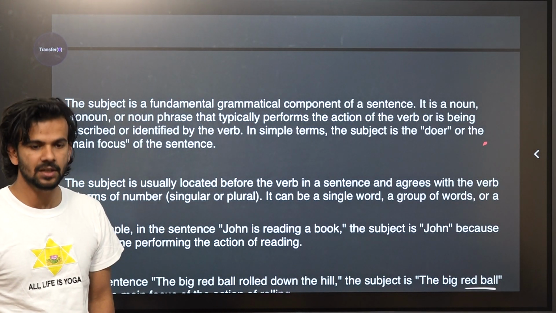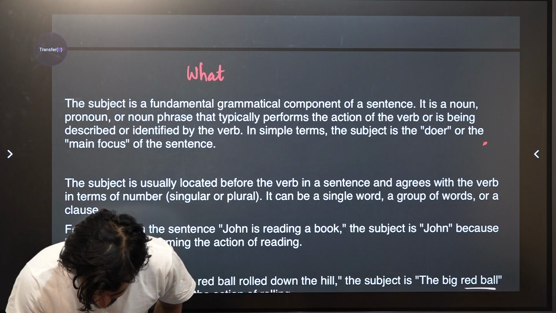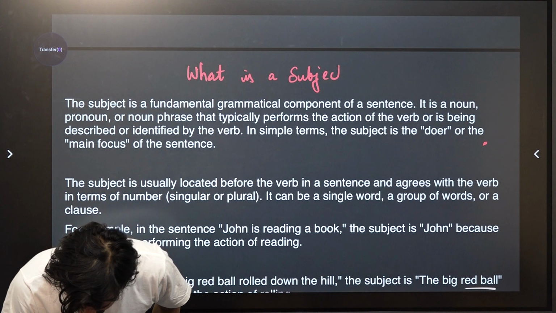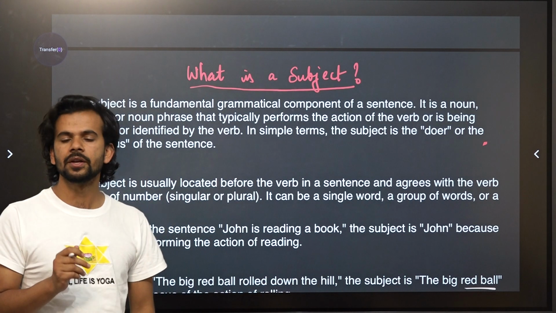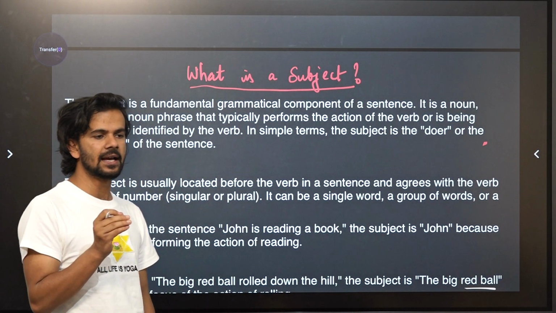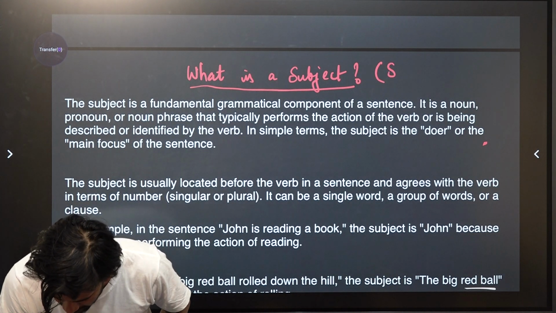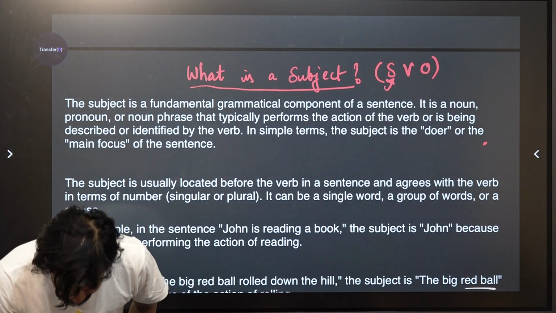So, what is a subject? That's the question. In a sentence. We know that the English language has a sentence structure. What? Subject, verb and object, right? But what is a subject?